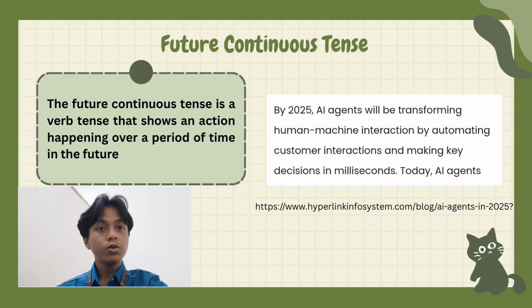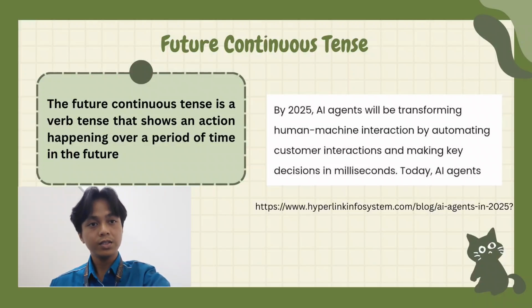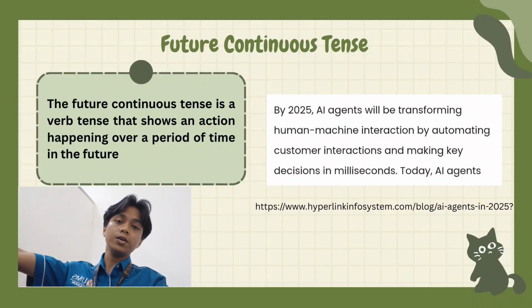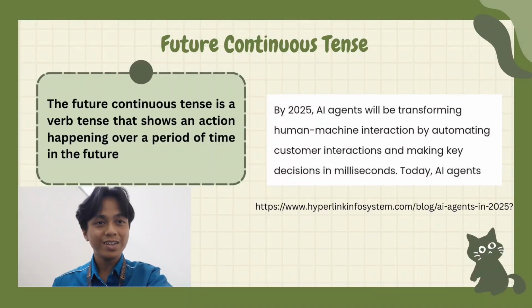Now we look at another tense for future tense, which is future continuous tense. First we understand the meaning of it. The future continuous tense is a verb tense that shows an action happening over a period of time in the future. So it's like in the future, there's some period of time in which an event will be happening.